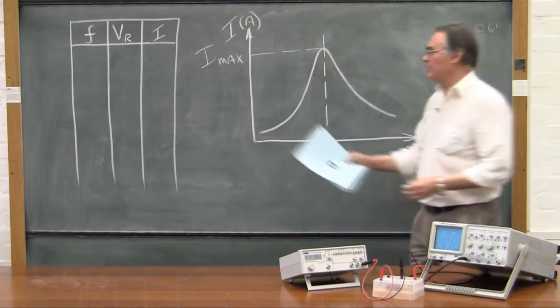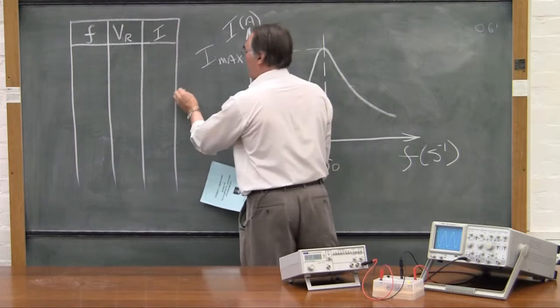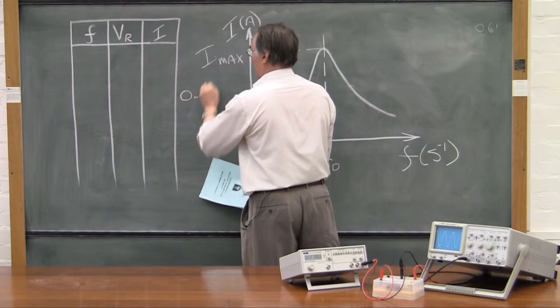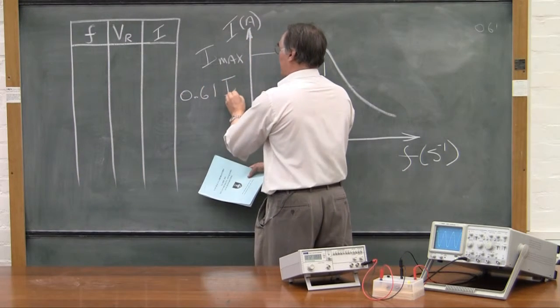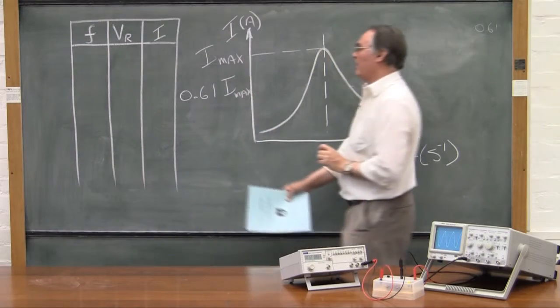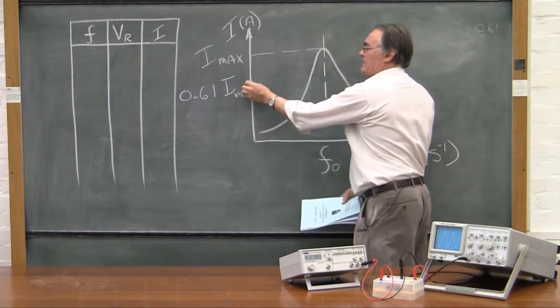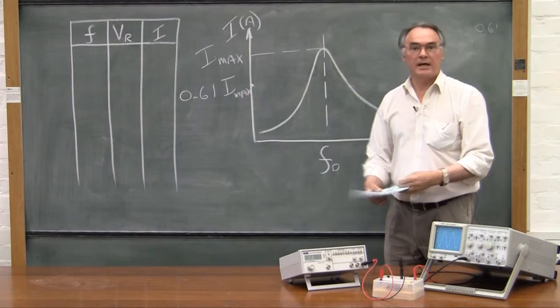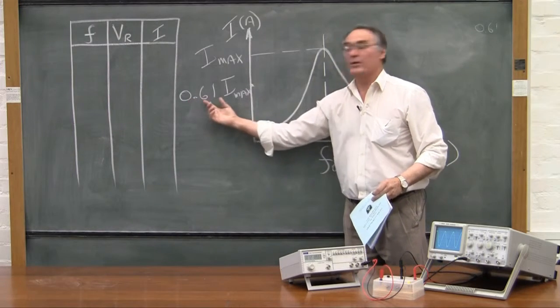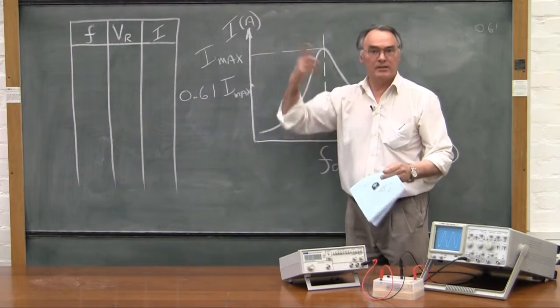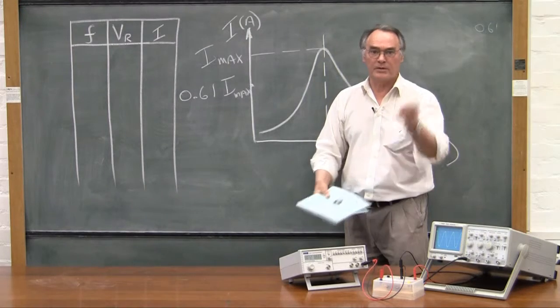Now you find 0.61 of the maximum current, and you get a value there somewhere. It turns out that this number 0.61 is actually e to the power of minus a half. You can test it yourself.